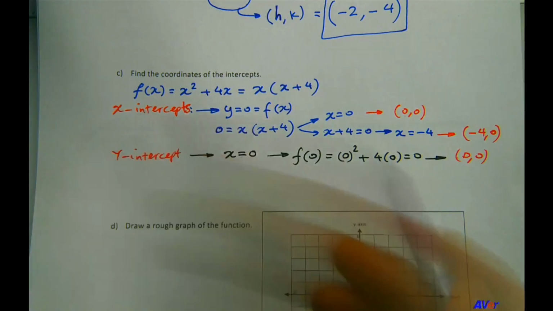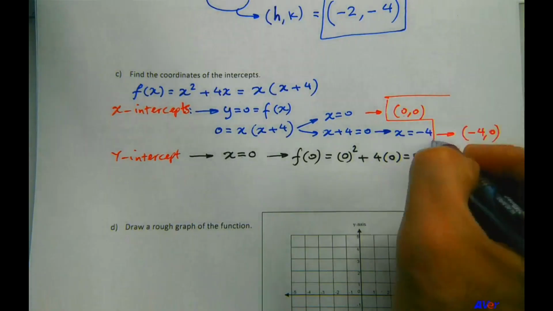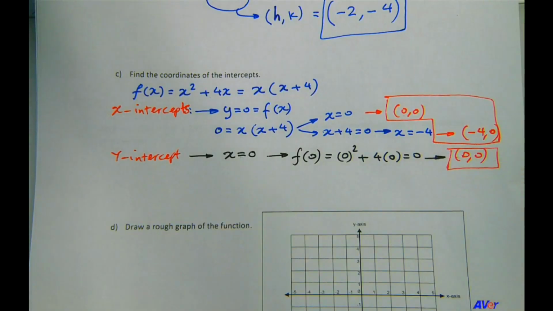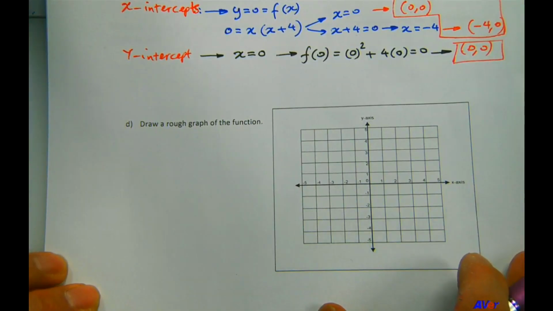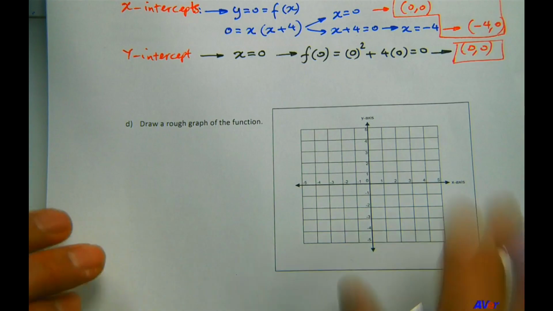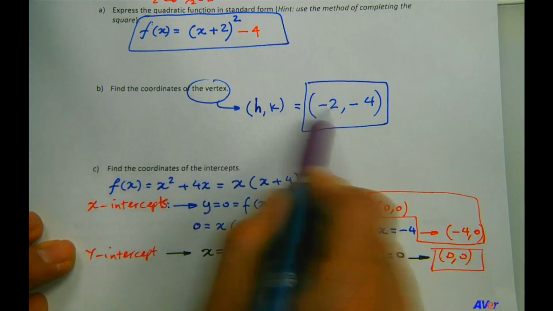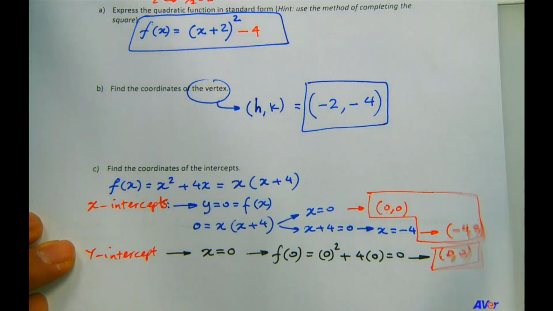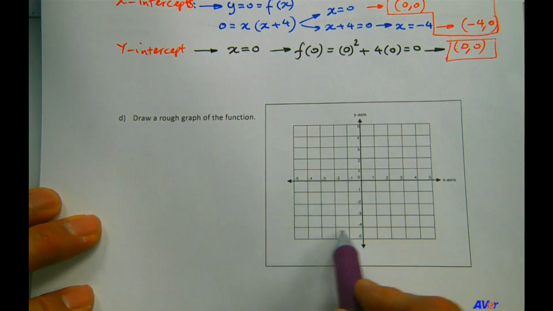Okay, so now we have the intercepts. These are the x-intercepts, and this is the y-intercept right there. So draw a rough graph of the function, which we can do very well because we have all the information we need, right? The vertex of the quadratic function is at this point. This is very important: (-2, -4). So let's find that. -2 would be here, and -4 is right there.